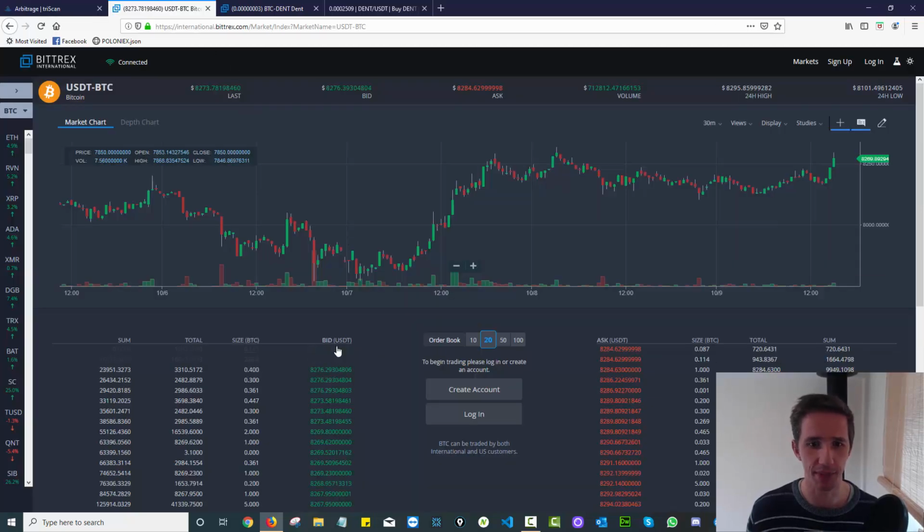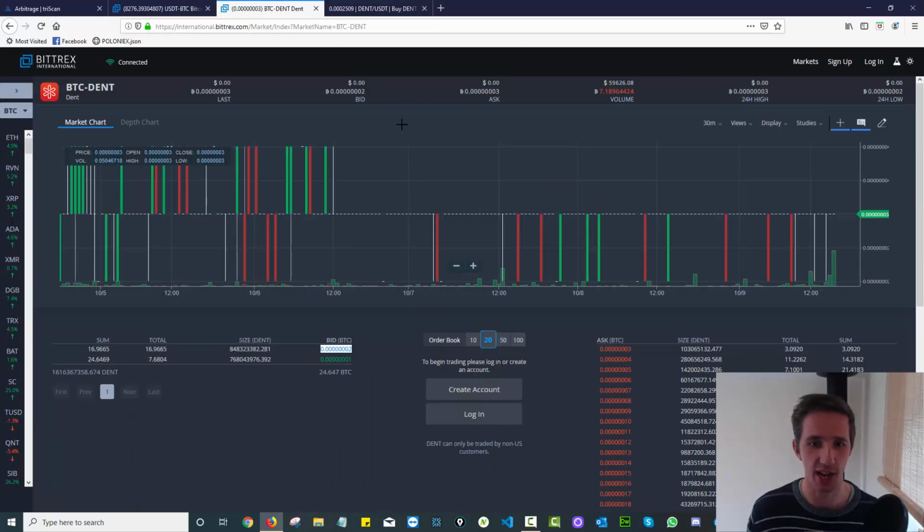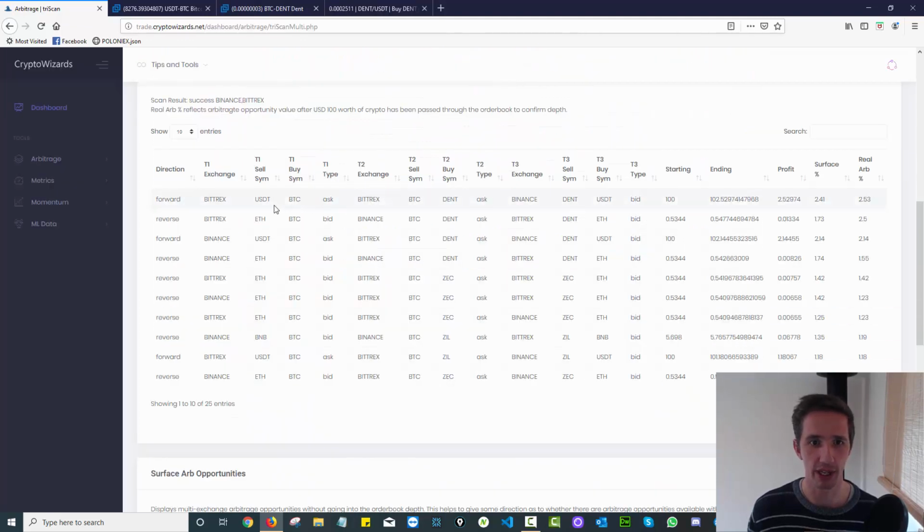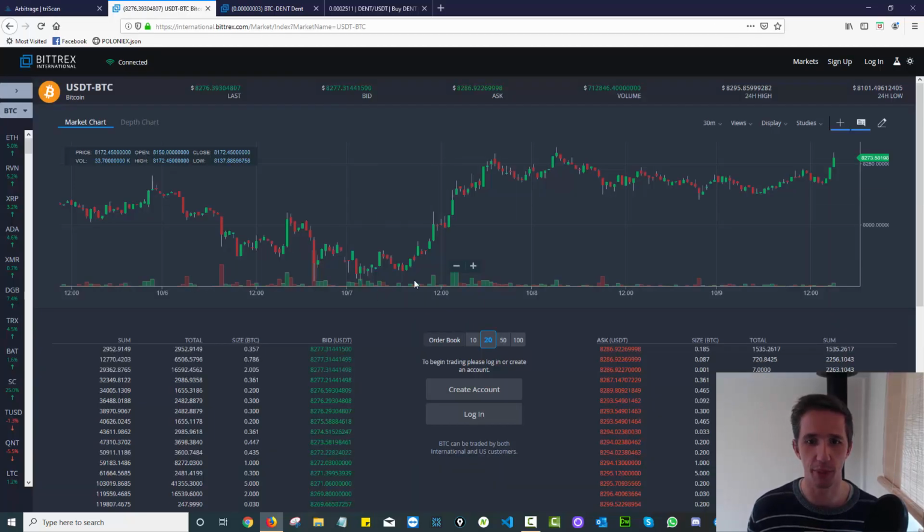So what I've done is I've opened up these exchanges and I've got the prices up here on all of the exchanges for those three pairs of coins. So I've looked at USDT to BTC, I've looked at BTC to Dent, and I've looked at Dent to USDT on all of these exchanges and just opened them up.